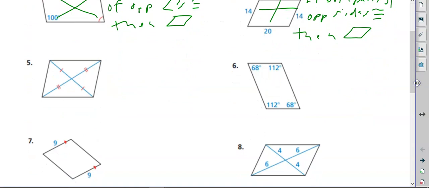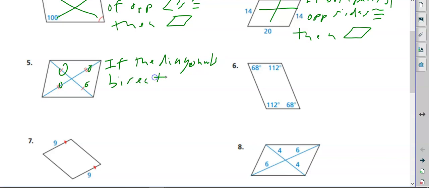If you notice here, we have two diagonals. This is equal to that. That's equal to that. So if the diagonals bisect each other, then we have a parallelogram.